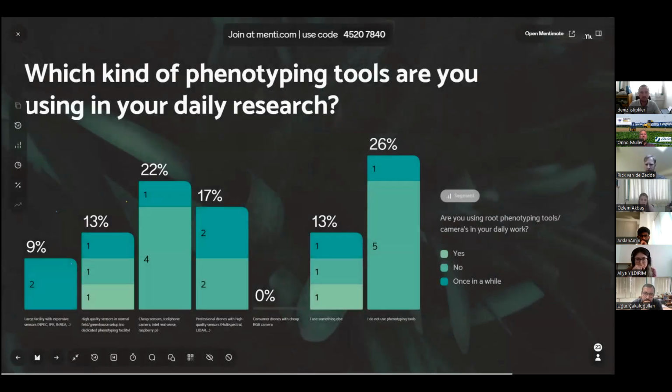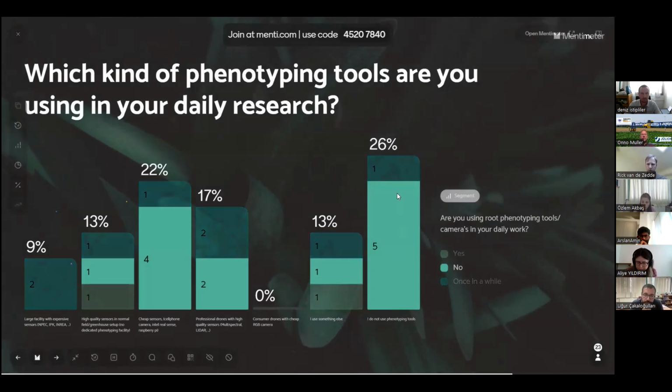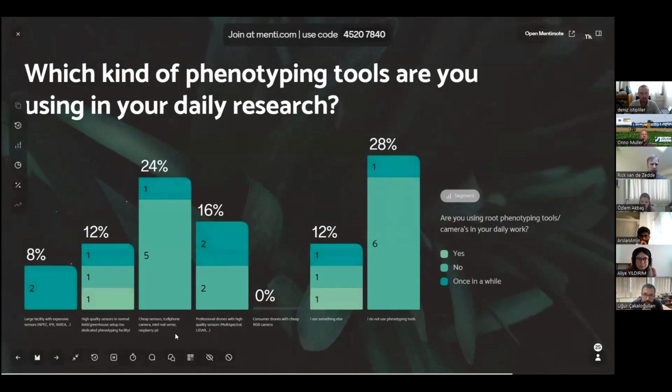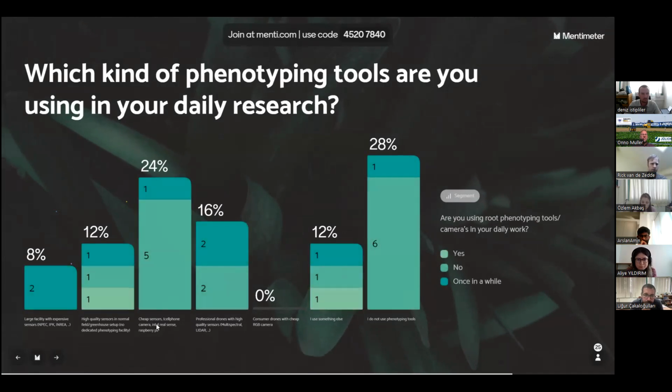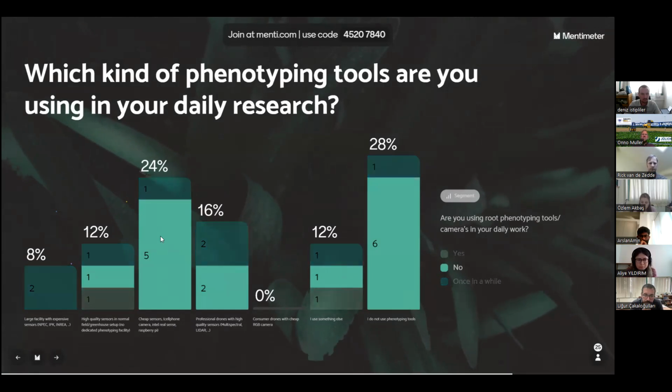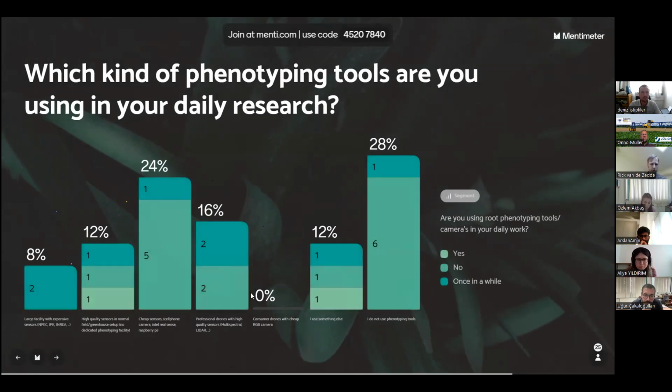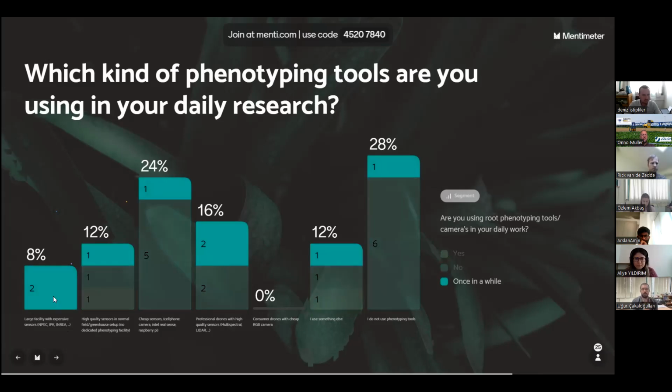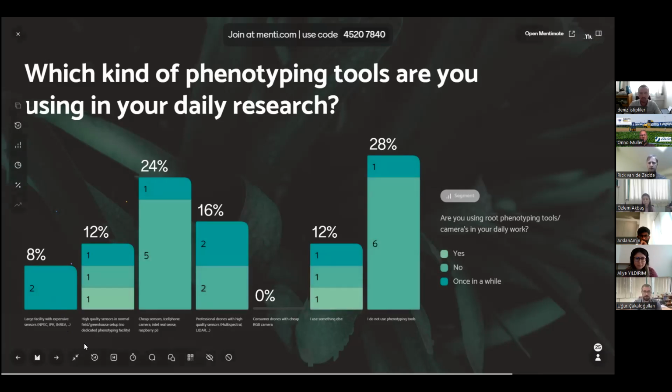Let me see. Now the answer is more complicated. What are you doing if you don't use phenotyping tools? The majority, the next one is that you are using cheap sensors. So that's cell phones, cameras, Intel RealSense, Raspberry Pis. A few of you use drones, so that's good. And a small group is using some high quality sensors, so the more expensive ones. And only two of you have a large facility.